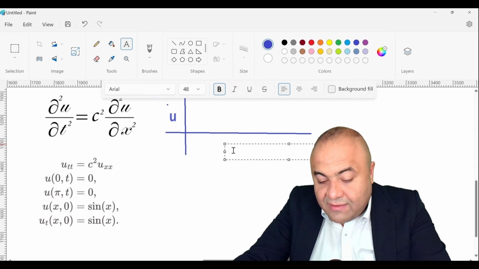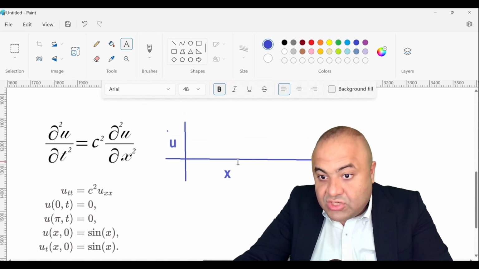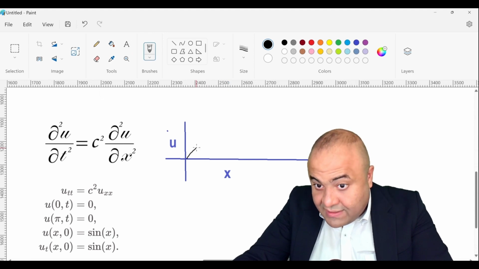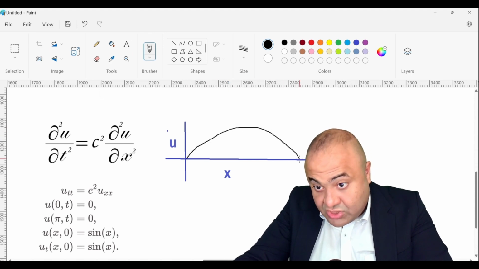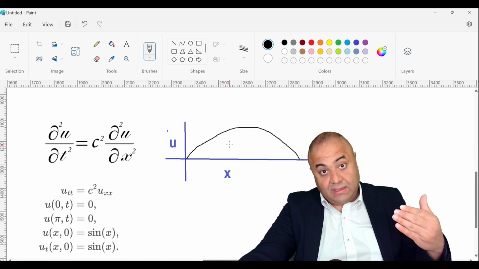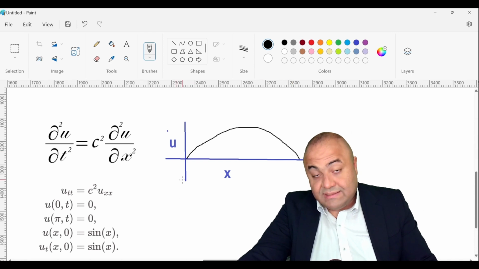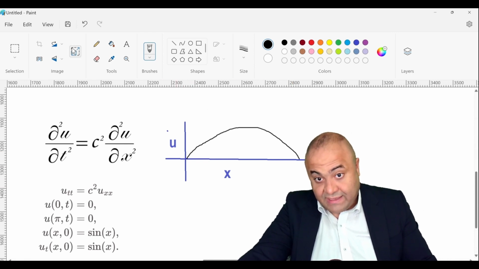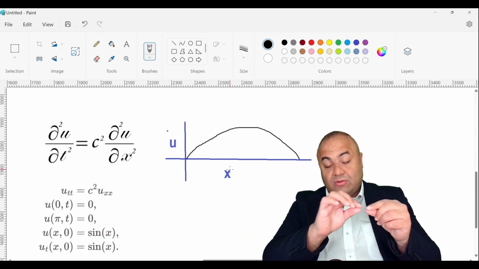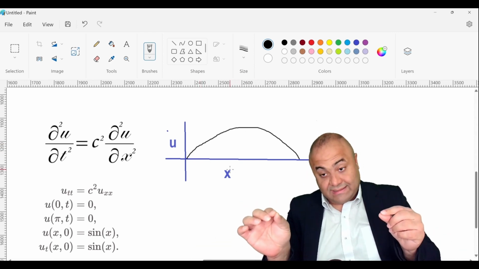And we will have here the x, and the function of u will be, let's take it, for example, black, and we will have an initial condition, let's say a function here. And of course, when we have an initial condition, it doesn't mean only the location of u with x. So let's consider this as kind of a string.